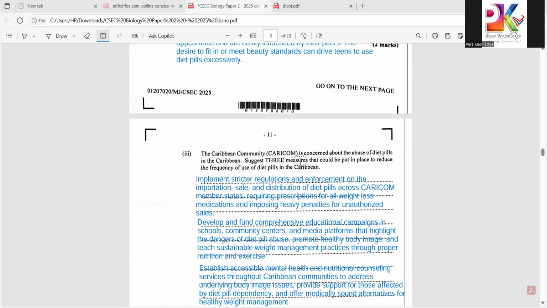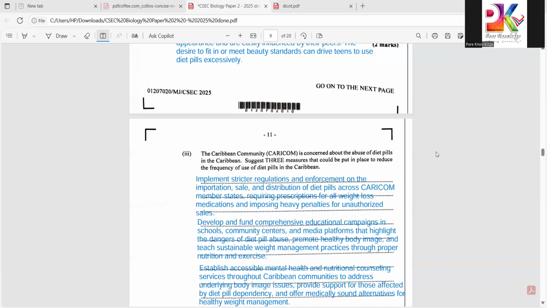So we could say, to reduce the use, implement stricter laws and enforcement on the importation, sale and distribution of diet pills across the Caribbean member states. We always have to use back what is in the question, right? So you could clamp down on it, make sure that prescriptions are required for all weight loss medication, imposing heavy penalties for unauthorized sale, right? So ensure that laws are stricter when it comes to the importation of it and getting it.